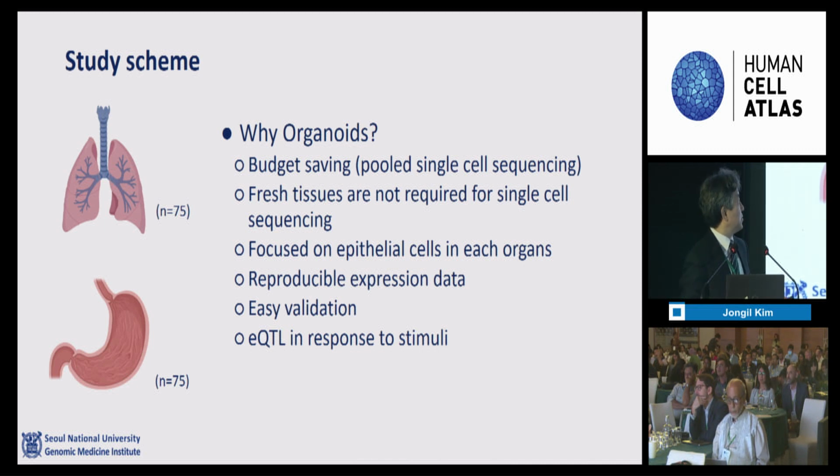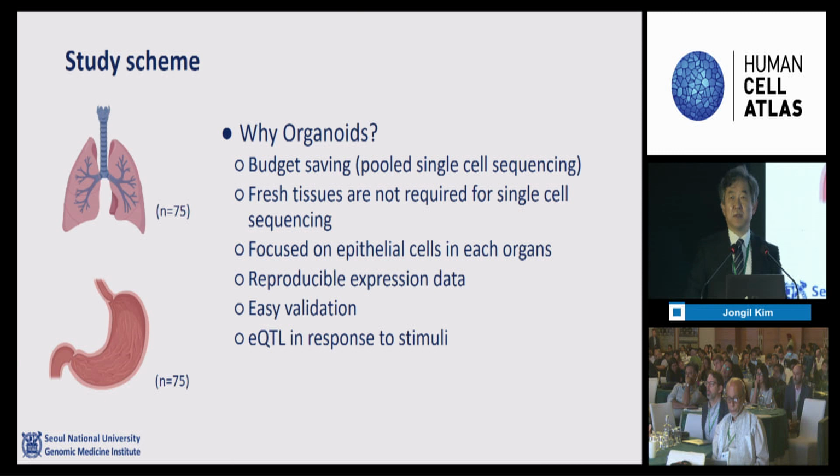And by using organoids, we could focus on epithelial cells in each organ. For example, when doing single-cell sequencing from lung, almost half of the cells are immune cells. So if you are interested in immune cells, like in the SCAID project, it's good. But if you are interested in epithelial cells, it's not that good for efficiency. And we could reproduce the expression data if we want, and we can validate the eQTL results by some genome editing if needed. And we can find response eQTLs to stimuli like virus infection.